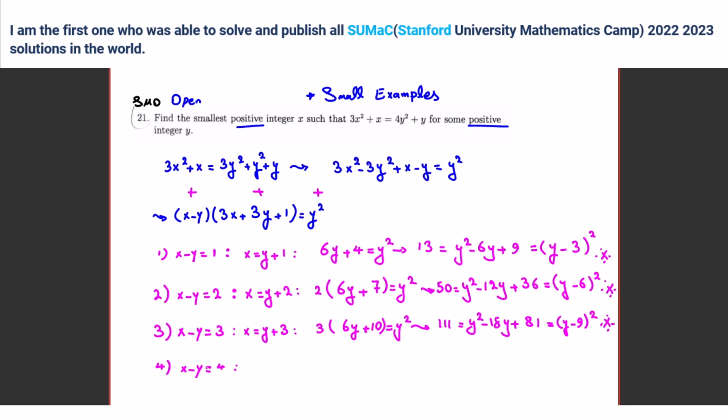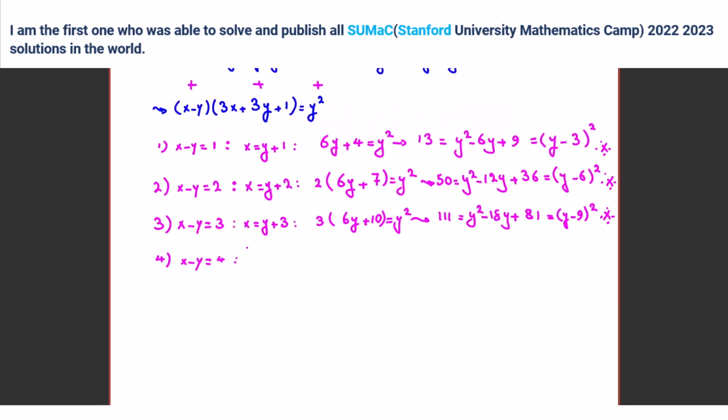X equals 30 and y equals 26. Okay, let's see, x is y plus 4. So 4 times what? 6y plus? 6y plus 13. Yes.